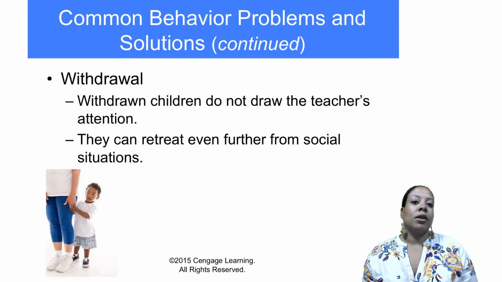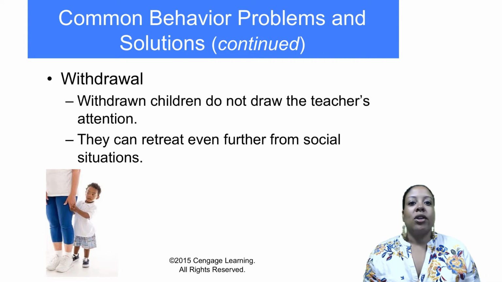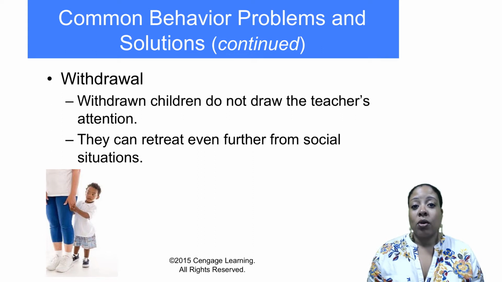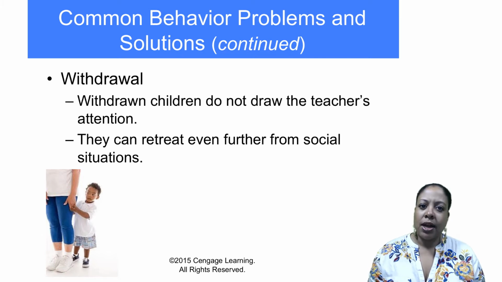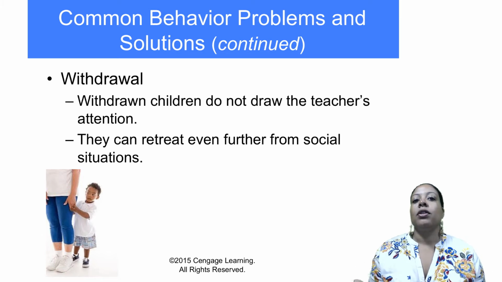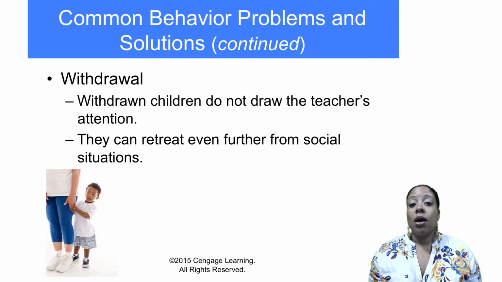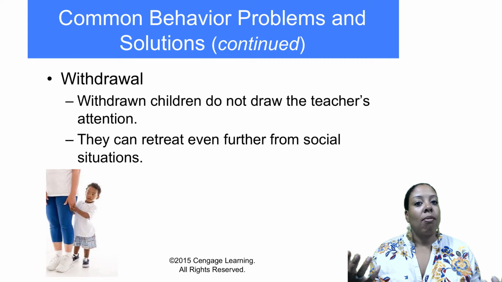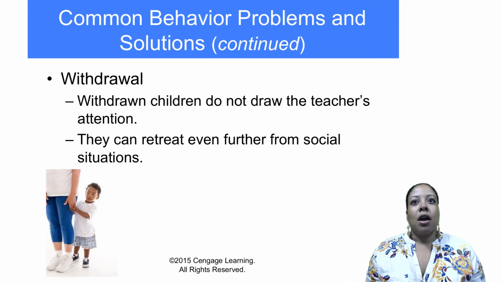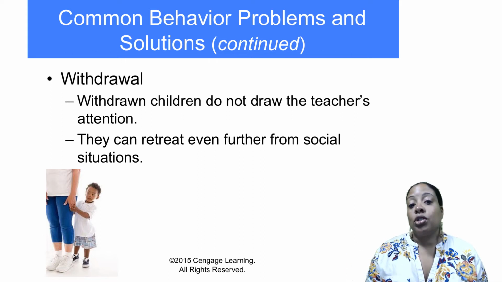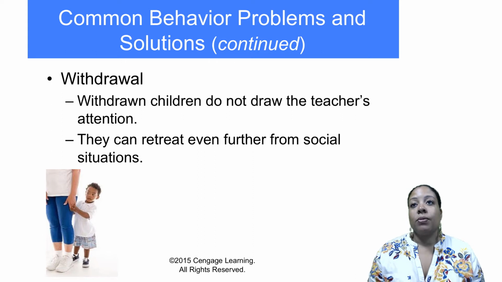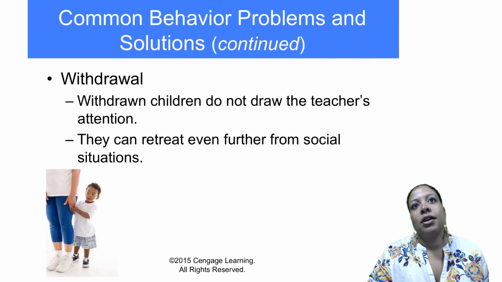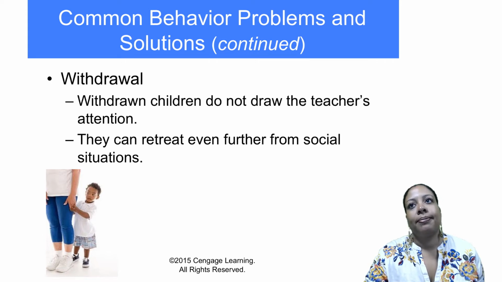But what about little Taylor in the corner who is withdrawn and who's quiet, maybe with their head down, maybe not speaking? And unfortunately, they don't draw the teacher's attention. Sometimes it might go unaddressed for a while because it doesn't seem to be a big problem in the sense that it's not disruptive. They can retreat even further from social situations in that situation. So it's important to be mindful of all the different temperaments of children that you're working with.